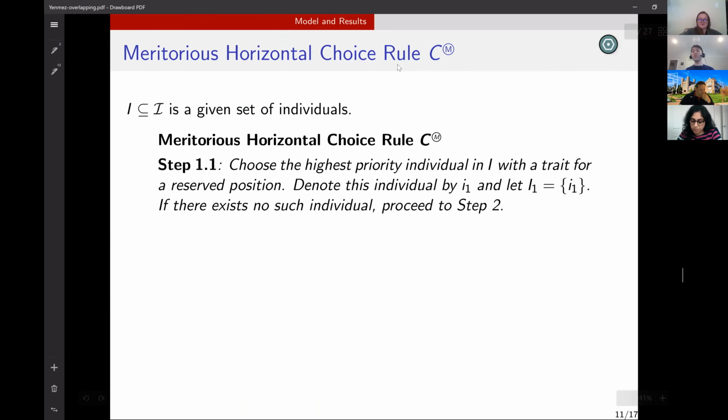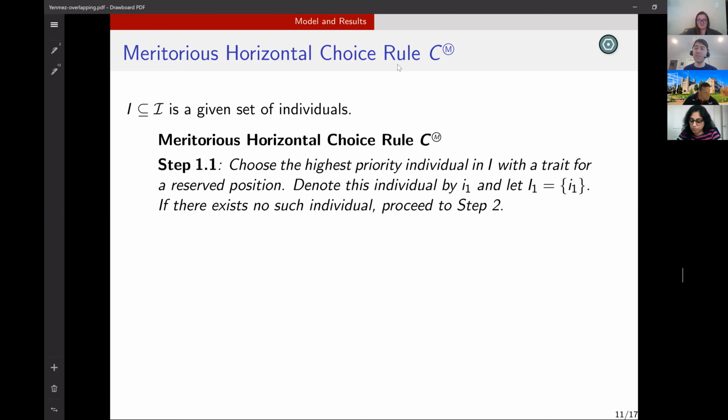So we introduced the following choice rule. As I told you in the introduction, we call it the meritorious horizontal choice rule. So in the draft, which is available on the conference webpage, we call it envelope choice rule. So we changed the name now, we call it the meritorious horizontal choice rule. We also changed the notation, we denote it by CM, and it works as follows.